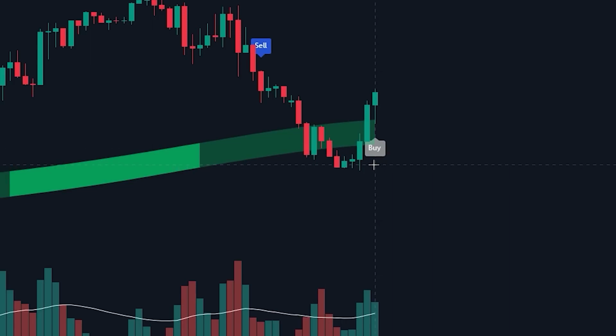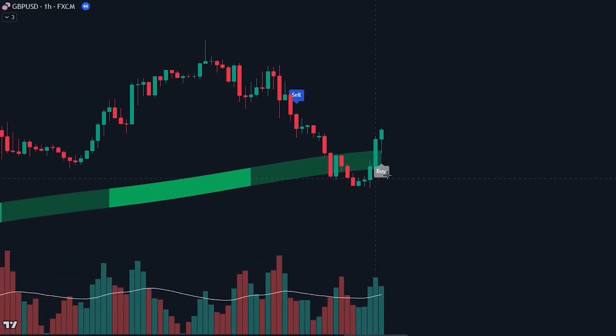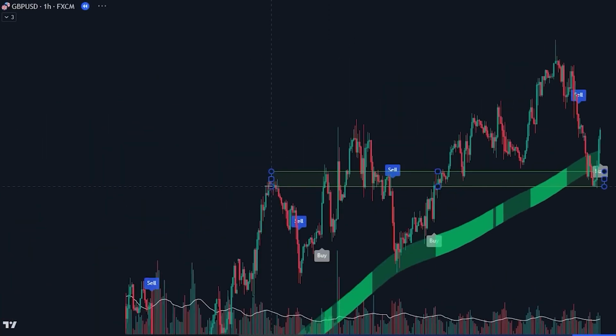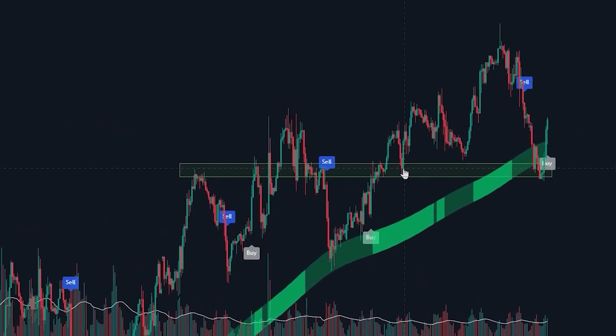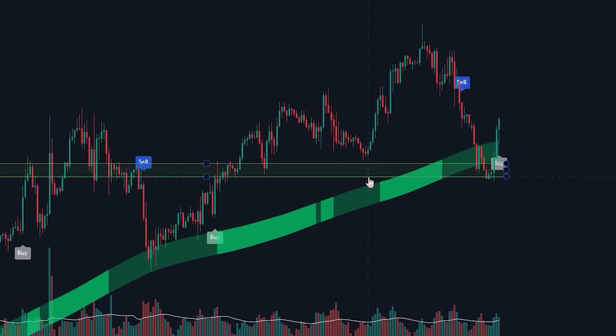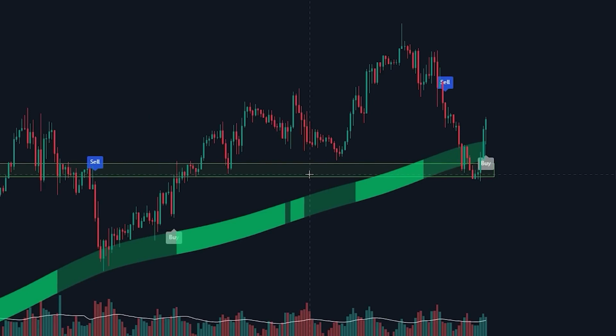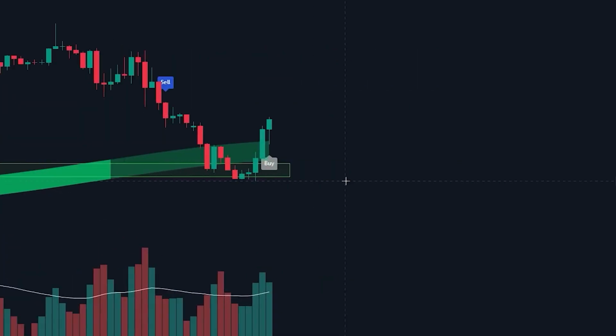its upward trajectory. Moreover, we notice that the point at which the price began to reverse its direction had previously acted as both a support and resistance level. This historical significance lends more weight to the current price movement and suggests that the market sentiment could favor a continuation of the bullish trend.